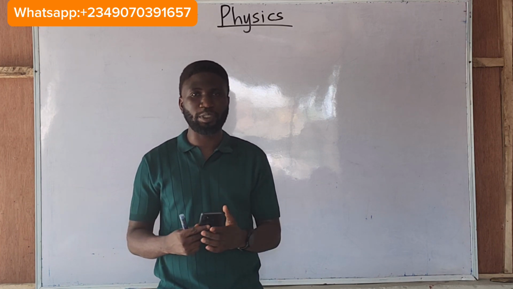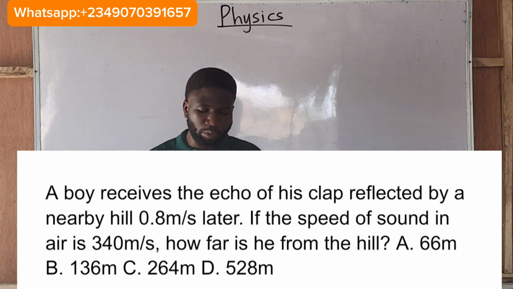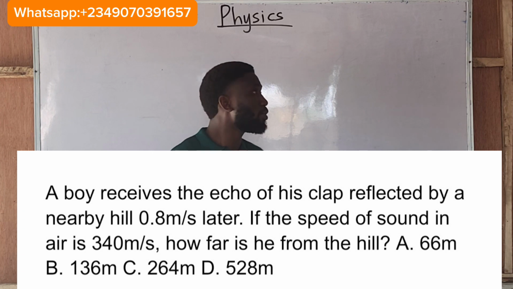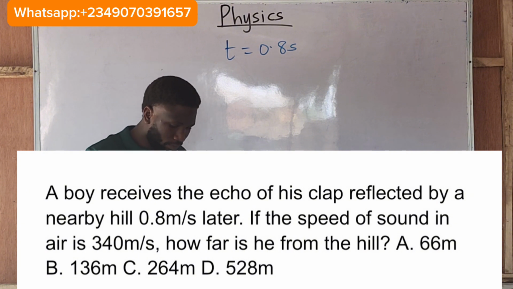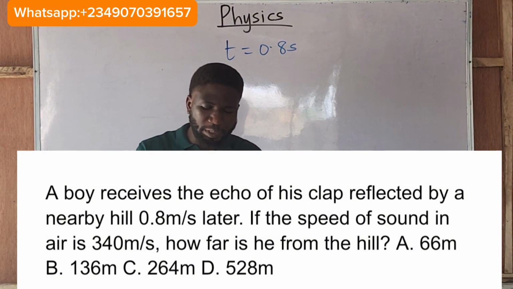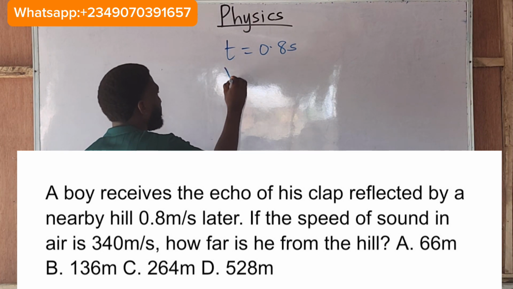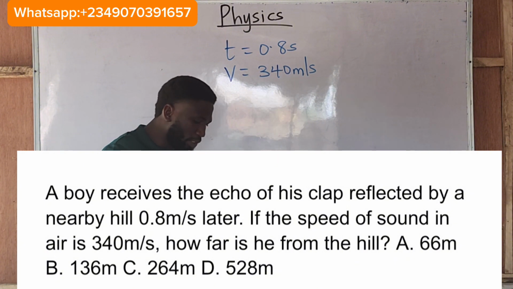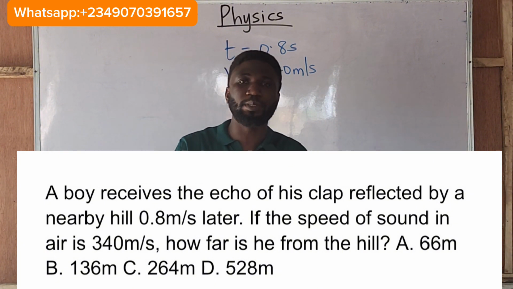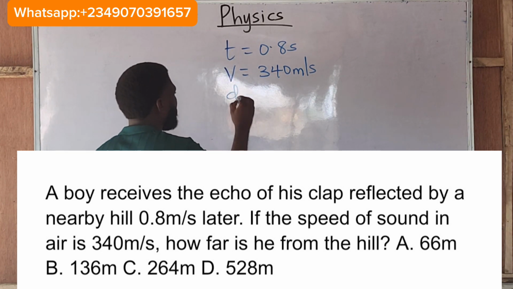The question says that a boy receives the echo of his clap reflected by a nearby hill in 0.8 seconds. So the time there is 0.8 seconds. If the speed of sound in air is 340 meters per second, the symbol for the speed is v, which is 340 meters per second. And the question says, how far is he from the hill? So how far represents the distance. So we are looking for d.